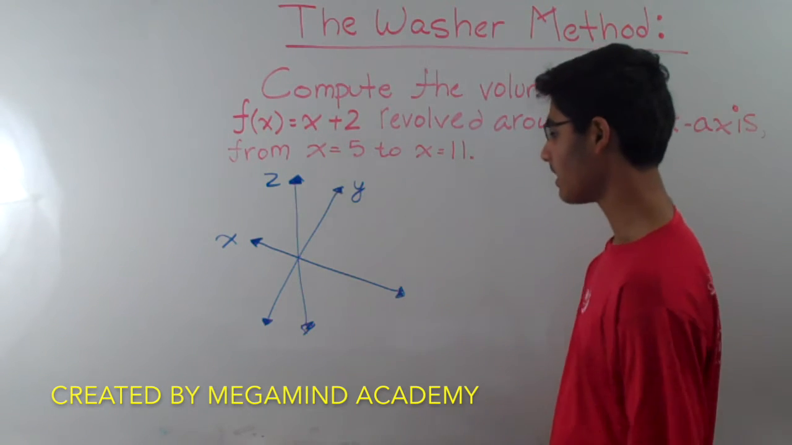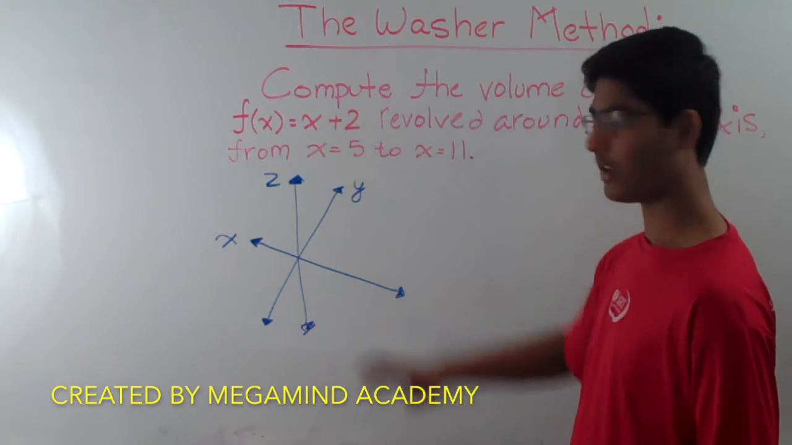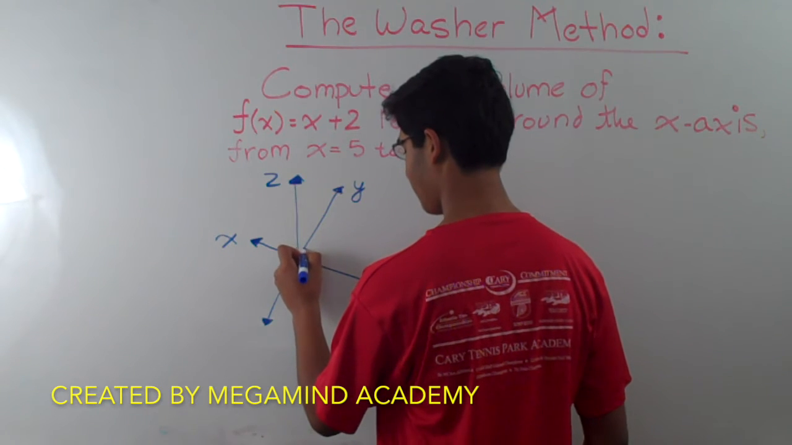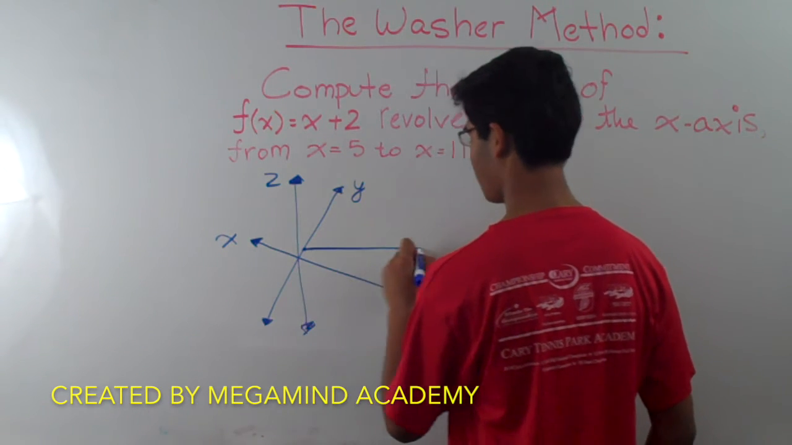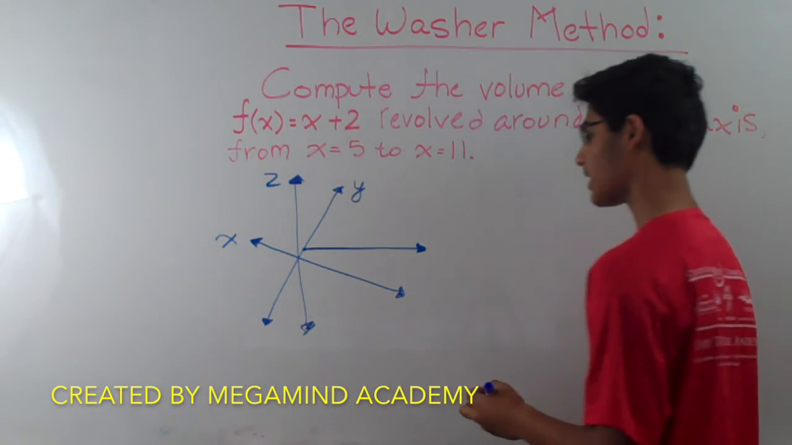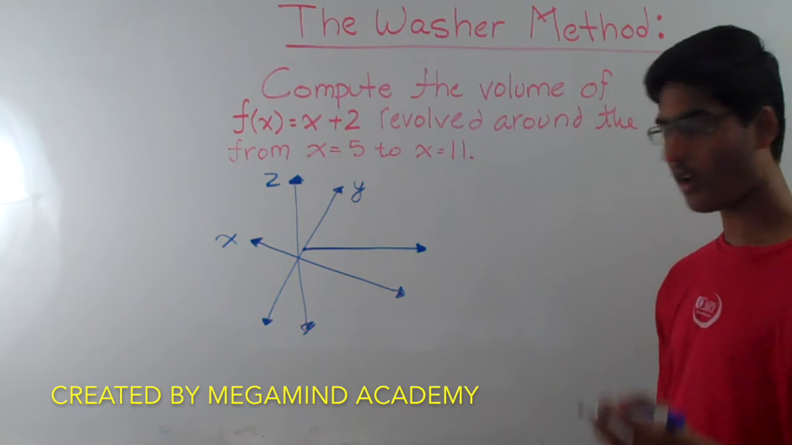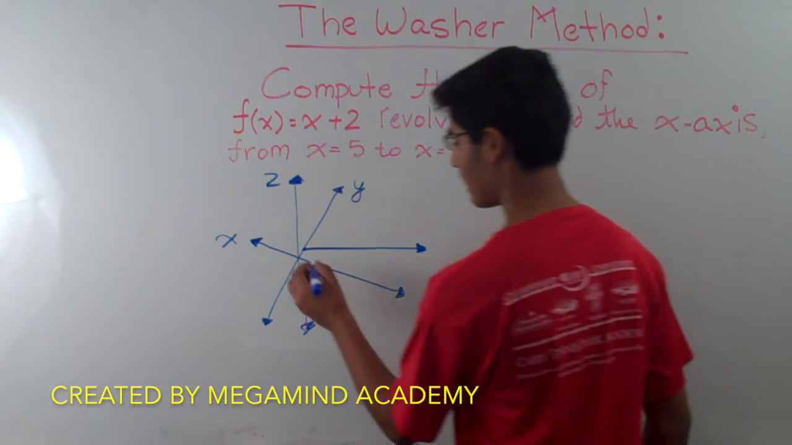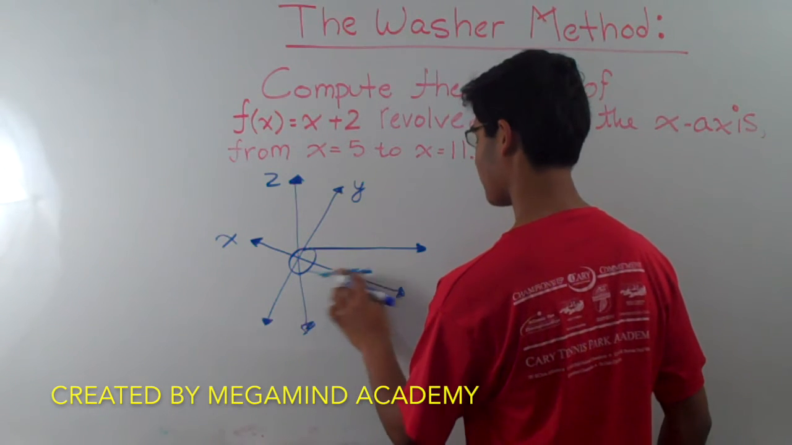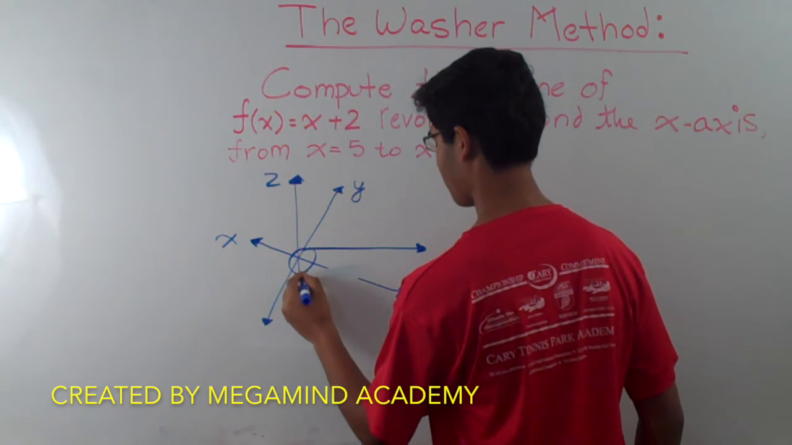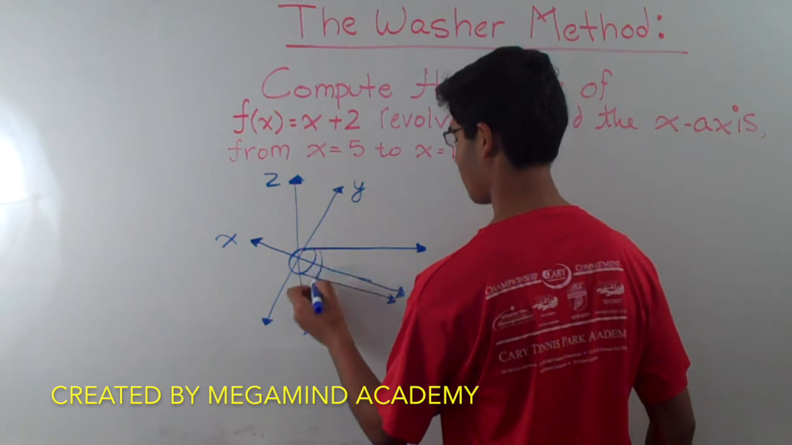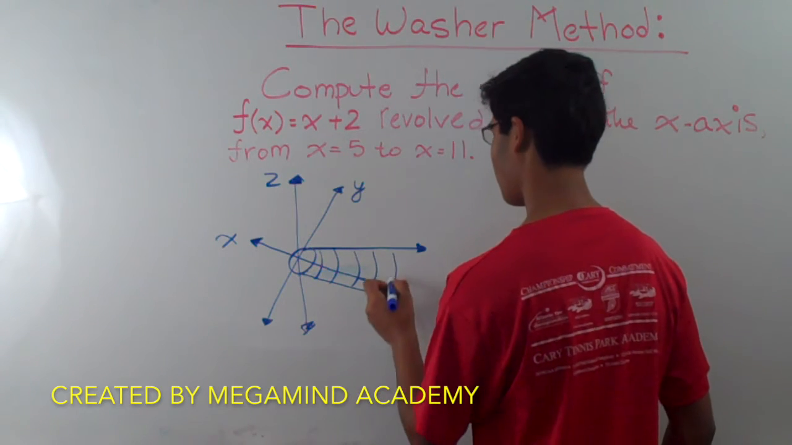Now we know that if we have x plus 2, then that's like a linear line from, let's say, here, and it just increases like this. So let's say that's what the line looks like. If we revolve this around the x-axis, then we'll get sort of like a figure like this. And this is shaded in.